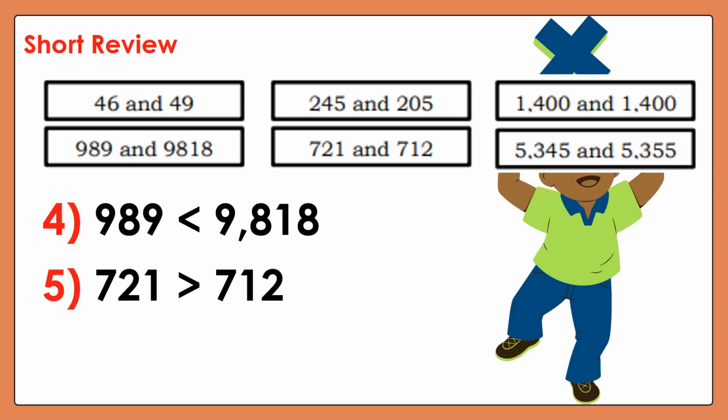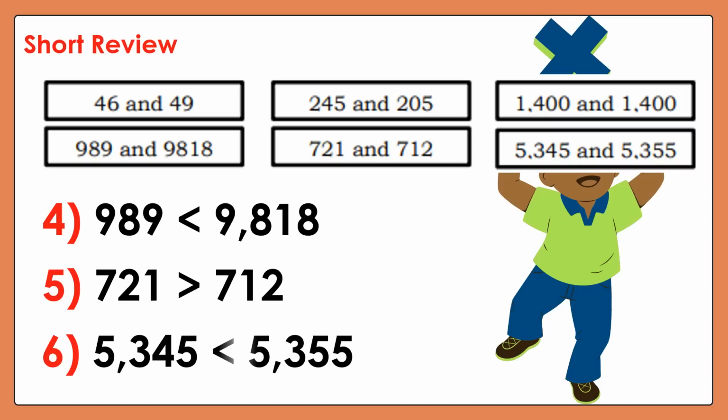Number 5, 721 and 712. The answer, 721 is greater than 712. Number 6, 5,345 and 5,355. The answer, 5,345 is less than 5,355.